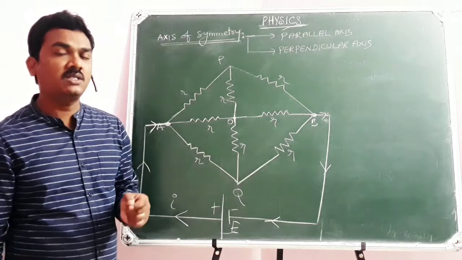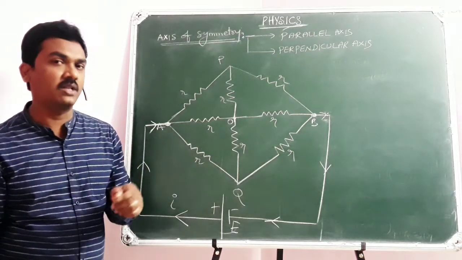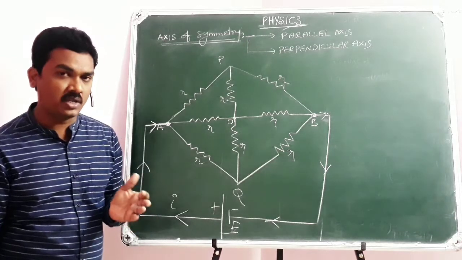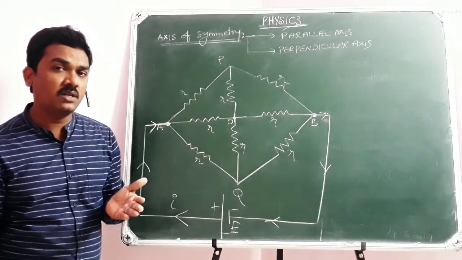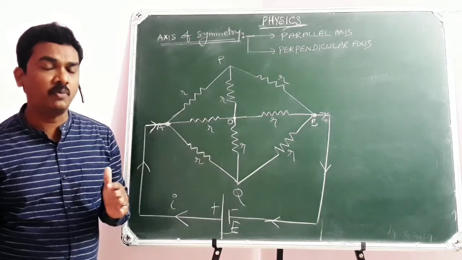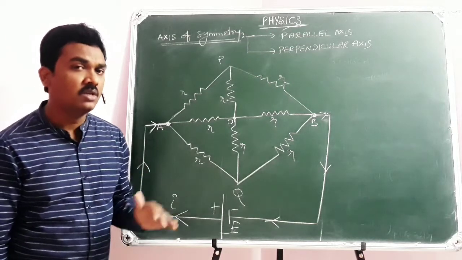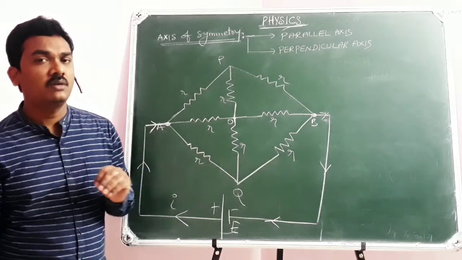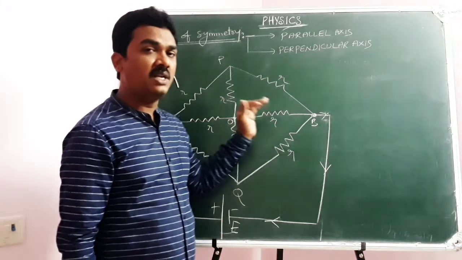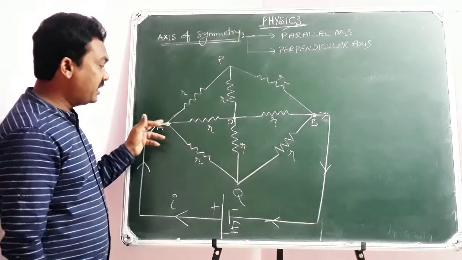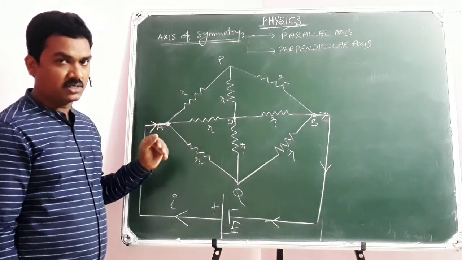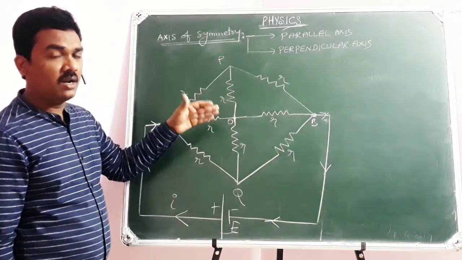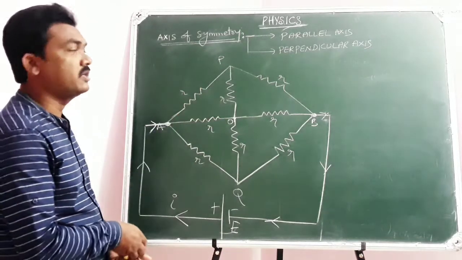So I repeat, what is the axis of symmetry? First try to understand this. About a particular line, if you fold the electric circuit, and the portions of the circuit are mirror images of each other, then the particular line is called axis of symmetry. Now here, the line AB has symmetry about it, but it is in the direction of current entering or leaving the electric circuit. That's why AB is called parallel axis of symmetry. This is the first point.